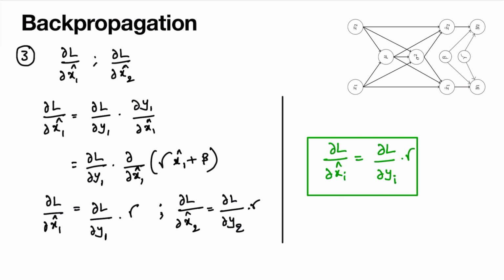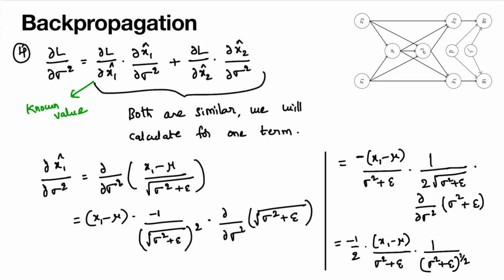Now we have calculated the derivative for x2 cap and x1 cap. So the next term is sigma square. We will calculate the derivative of loss with respect to variance. If I see carefully here, variance is going as input to two parameters, right? x1 cap and x2 cap. So luckily we already calculated the derivative of x1 cap and x2 cap both, so we can reuse those terms.